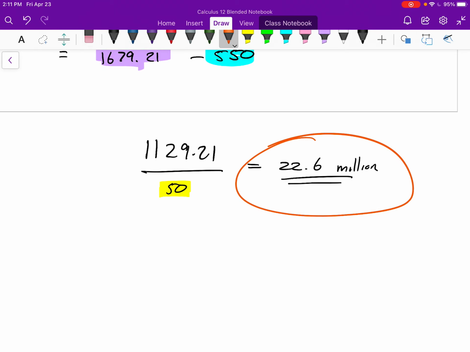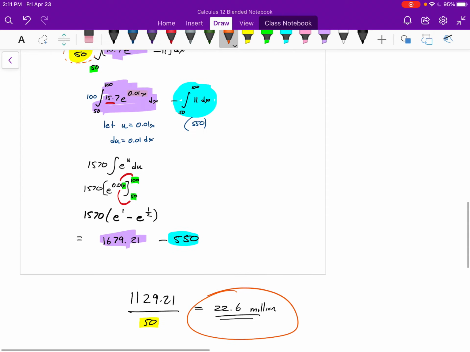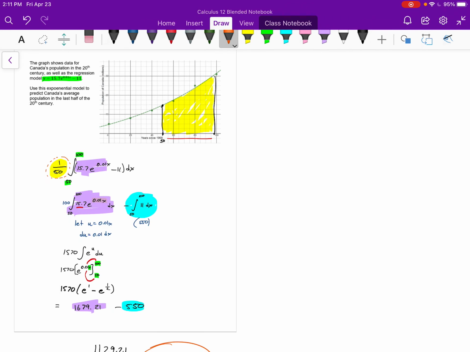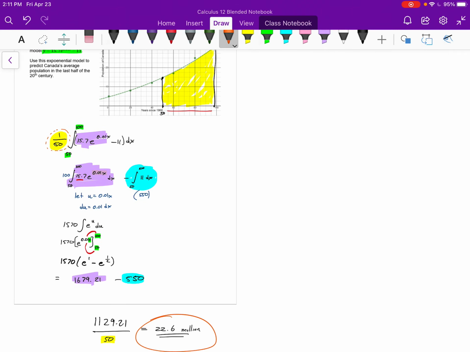That's the average population of Canada, according to our model, from 1950 to the year 2000. And again, looking at our data, the model is pretty good. So that means my average is probably pretty accurate. And as usual, the actual integration here wasn't that much work. The numbers were a bit messy because I had a real regression equation here. But aside from that, the integration part wasn't terribly complex, although a little bit messy at times.